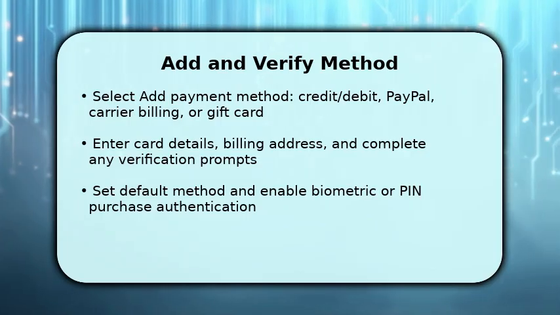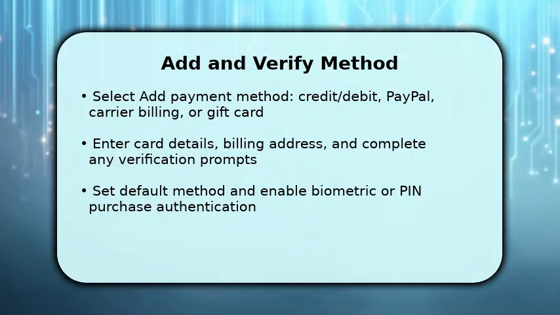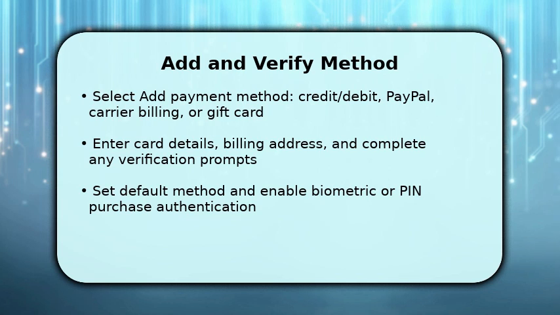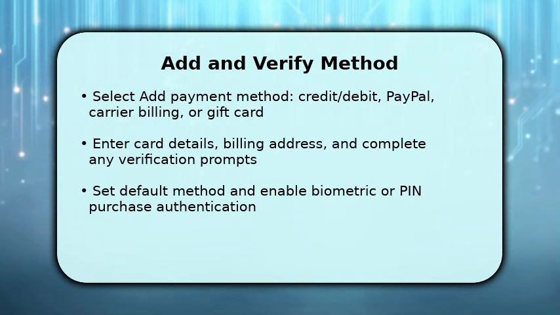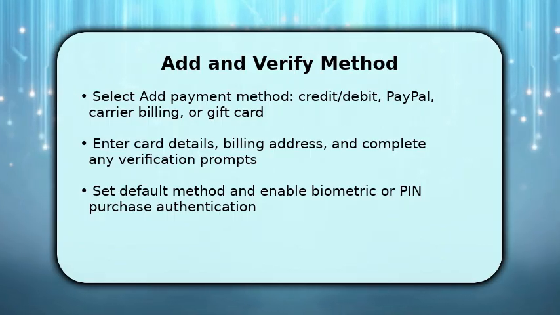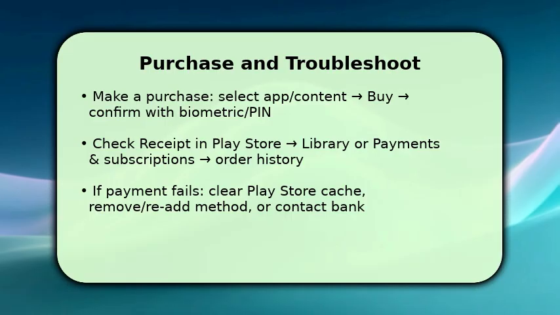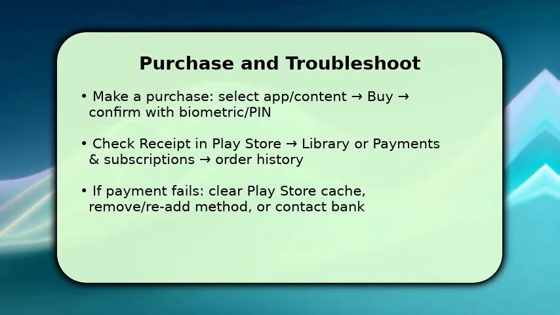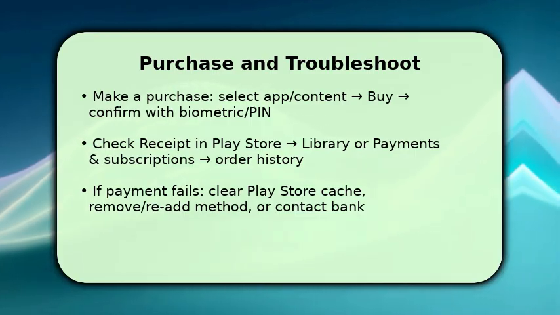After verification, set that method as default and enable biometric or PIN authentication, so purchases are authorized quickly. Finish by making a purchase to ensure the wallet works. Choose the app, game, or subscription, tap Buy, and confirm with your biometric or PIN. Once complete, check your receipt under Order History in Payments and Subscriptions to verify the charge.